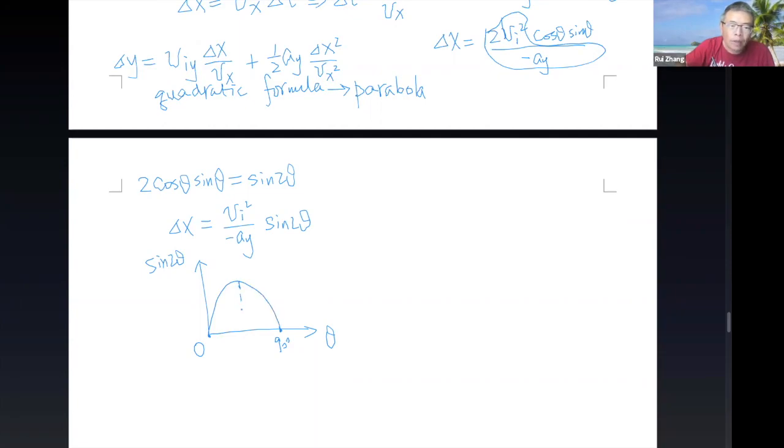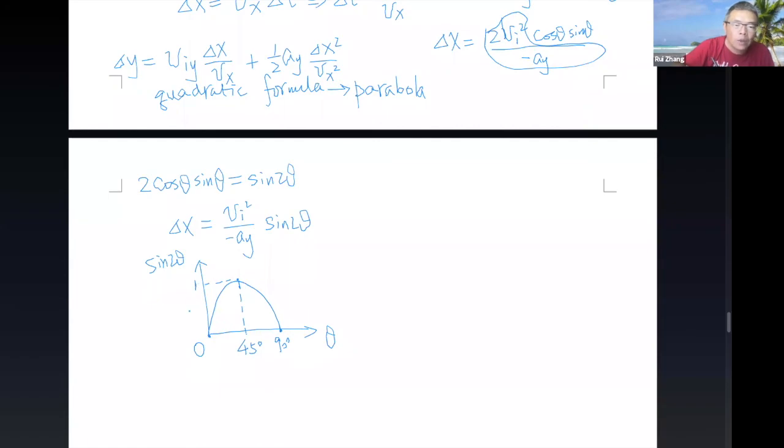Well, the highest point is achieved when theta equals 45 degrees. So when theta equals 45 degrees, sine 2 theta becomes sine 90. So you have sine 90. It has the maximum value of any value of a trig function, which is 1.